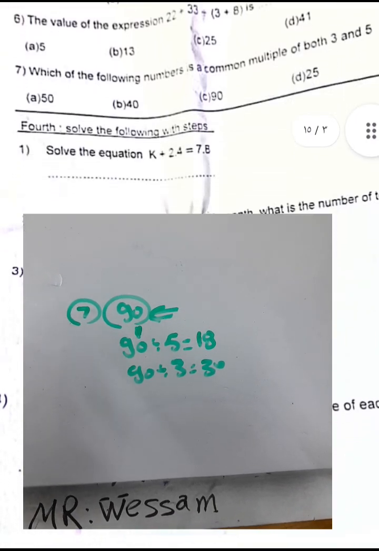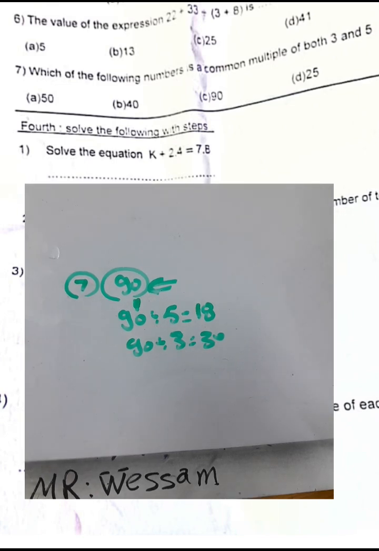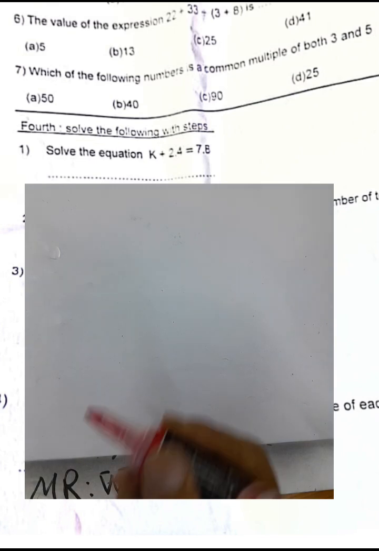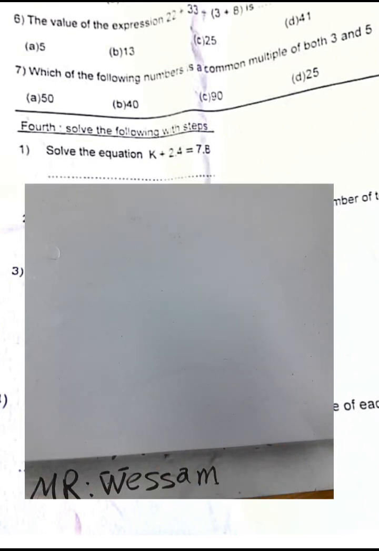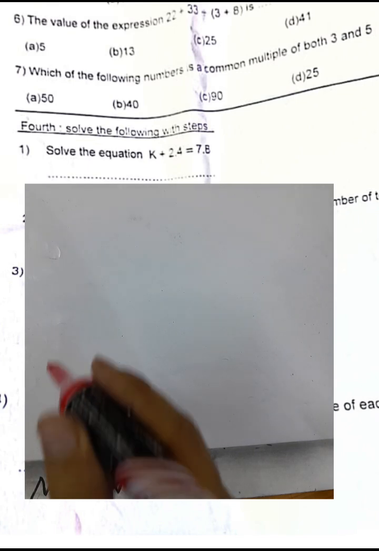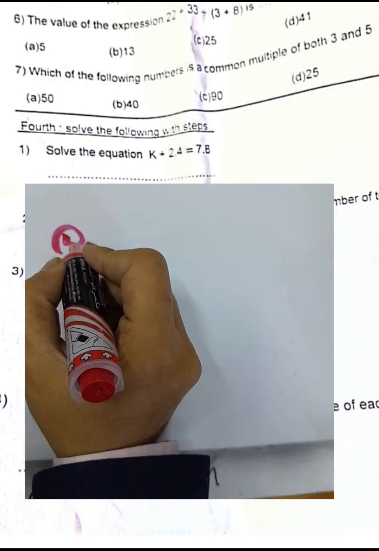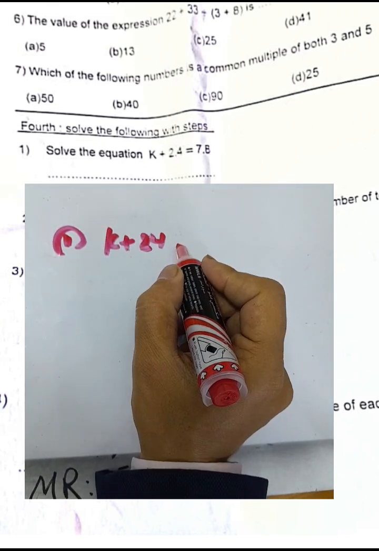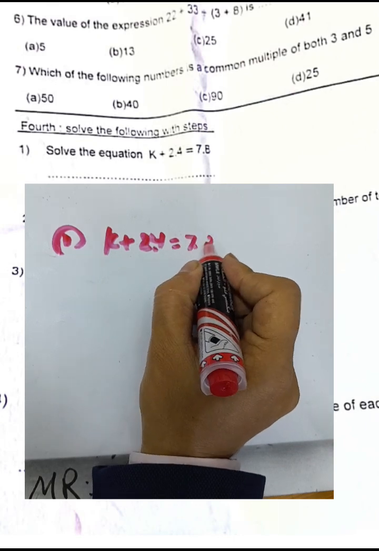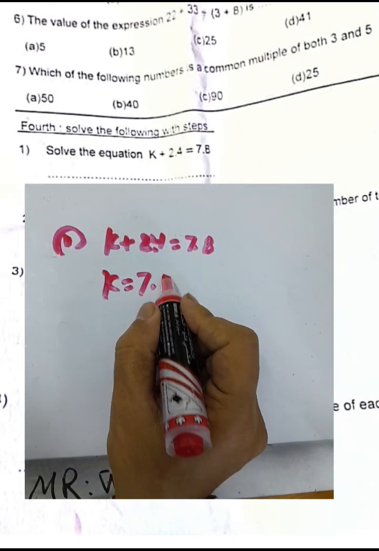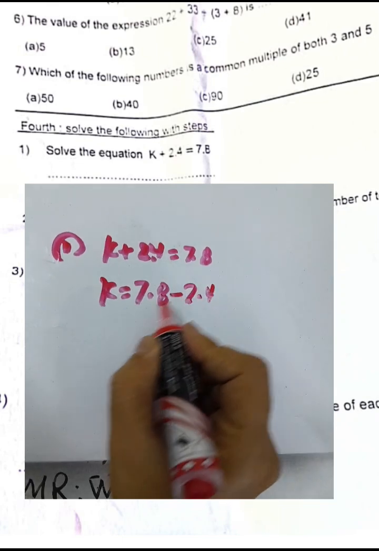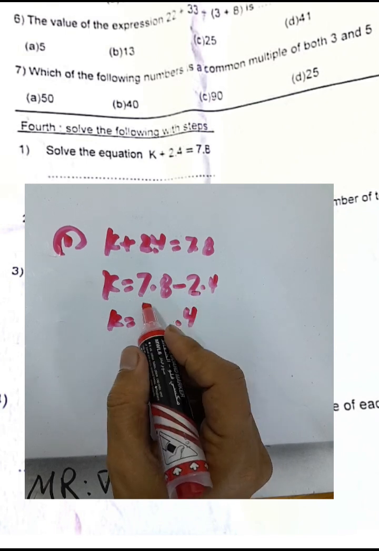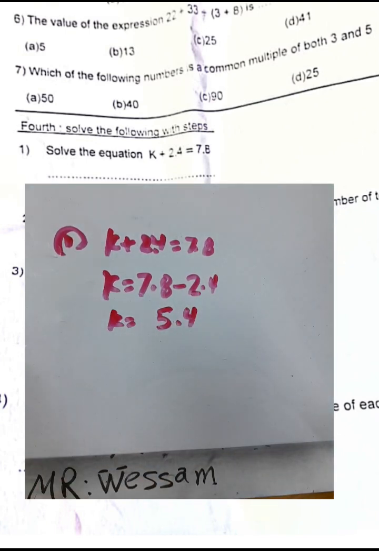Next question, find the value of k. Solve this question to find the unknown value here. Question number 1. We have k plus 2.4 equals 7.8. We can find the value of k. k equals 7.8 subtract 2.4. Then the value of k: 8 minus 4 equals 4. And we have 2 here. 7 minus 2 will be 5. The result will be 5.4.